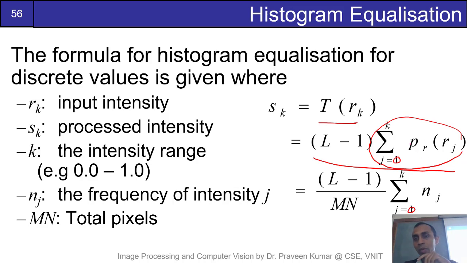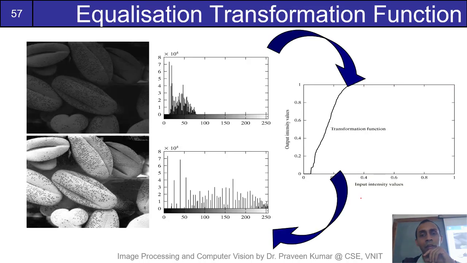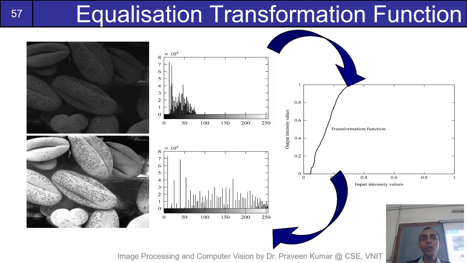I've just substituted pr(rk) here by nk by total number of pixels MN, but that remains the fact. So if you apply this transformation function, let us take this input image. I'm just showing you the result here. This image was towards the darker side. If you calculate from the previous formula, the transformation function would come out something like this. And using this transformation function, you map to the output.